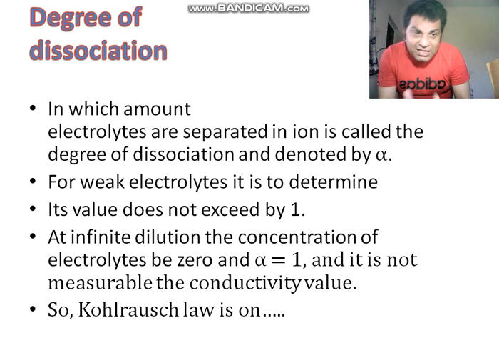And in this topic, in questions we are going to study the calculation, these kinds of important topics. For a weak electrolyte, its value does not exceed 1. So degree is always, see, percentage cannot exceed 100, percentage is on the 100 level, then degree is always on the 1 level. Division of two things is the degree, and it does not exceed 1. That is our topic. At infinite dilution the concentration of the electrolyte becomes 0.